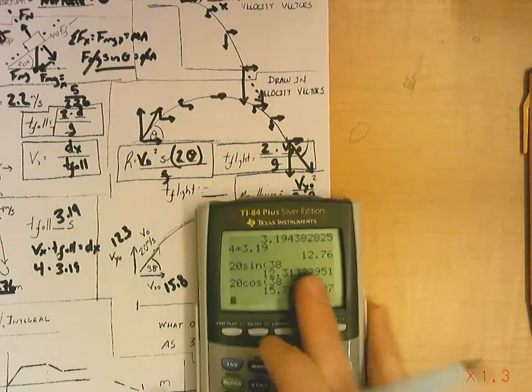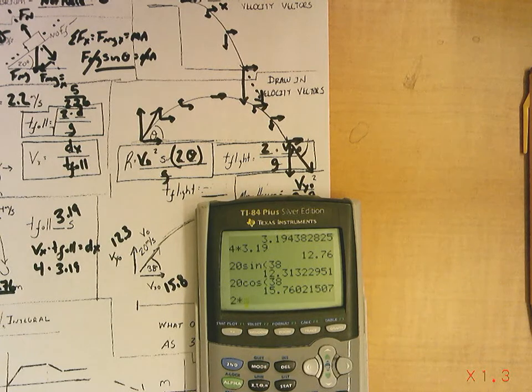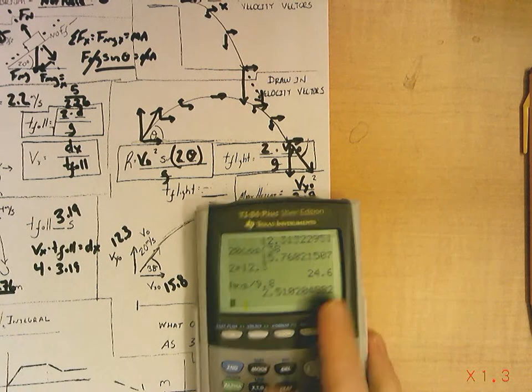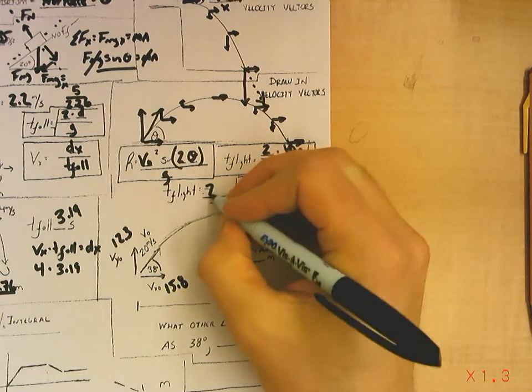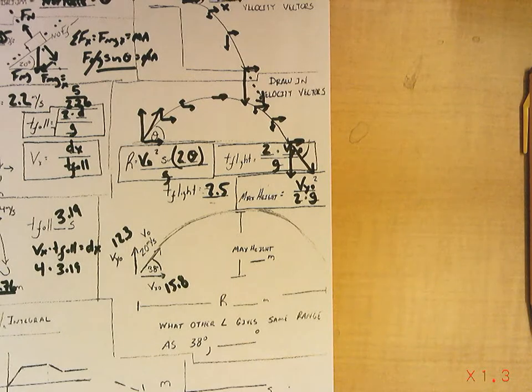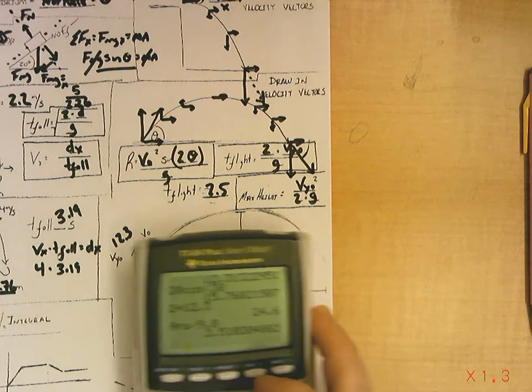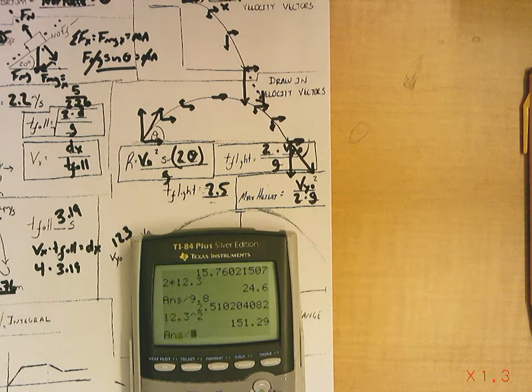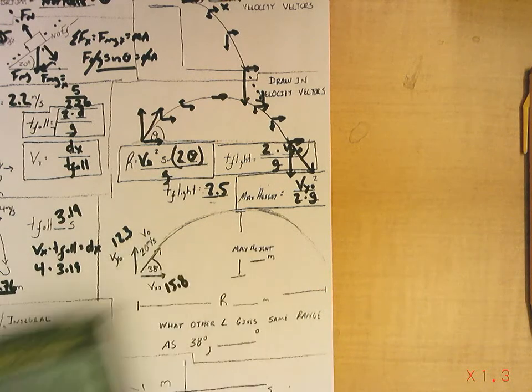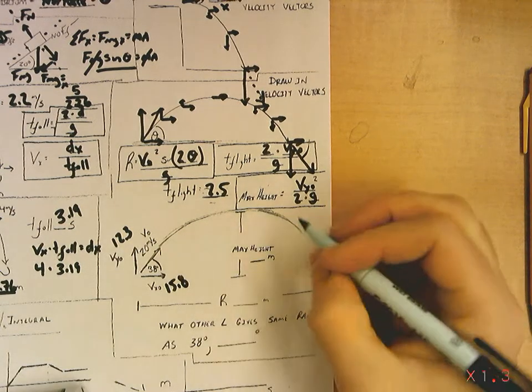So we'll say 2 times 12.3 and then divide by 9.8. We get 2.5. So that would be t-flight, 2.5. That's how long it's in the air for. Max height, we're going to use the y component again. For max height, we're going to take 12.3 and we're going to square it, and we're going to divide by 19.6. And we get 7.7 meters.